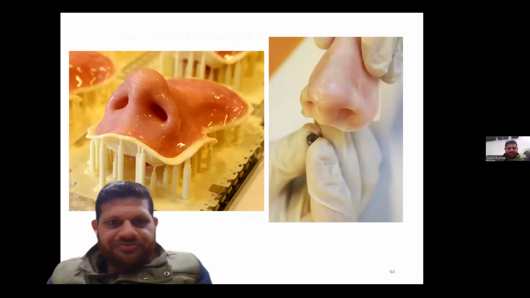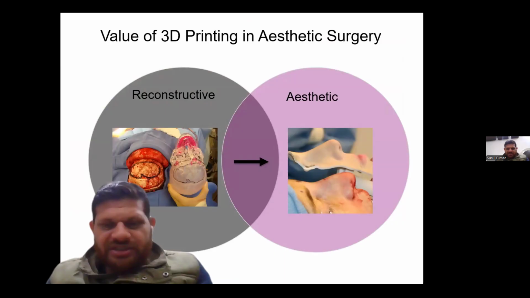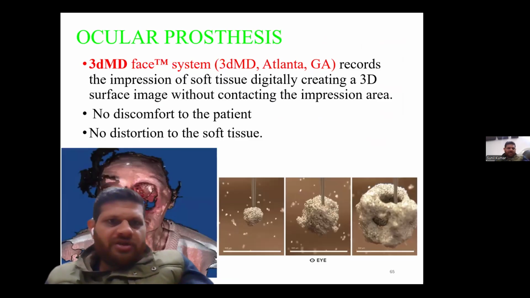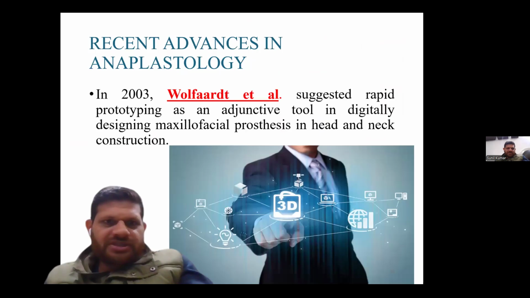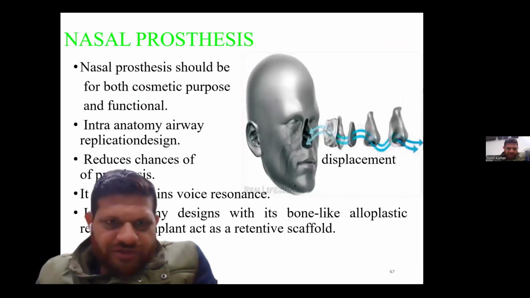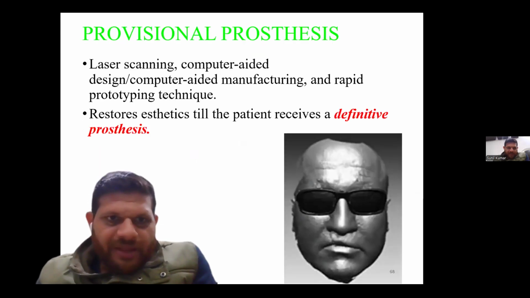Similarly, nose: this is used to reconstruct a part if somebody's part is missing, or aesthetic looks can be changed with the help of 3D printing. So we can have ocular prosthetics, then anaplastology can be used. Nasal prosthetics is being widely used nowadays.